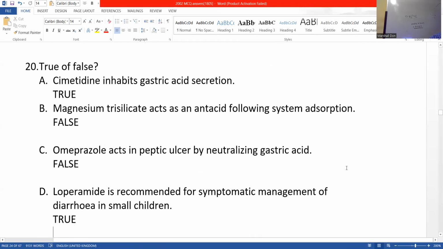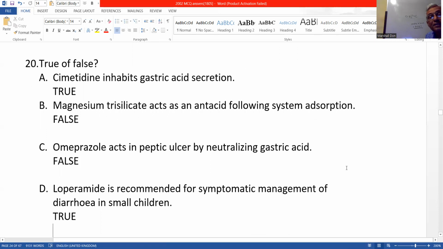Question number 20. True or false? Cimetidine inhibits gastric acid secretion. True. Cimetidine, famotidine, nizatidine, all these are the same group. They inhibit H2 receptors in the stomach. Actually, they inhibit production, but you can say true. Acid secretion is reduced.